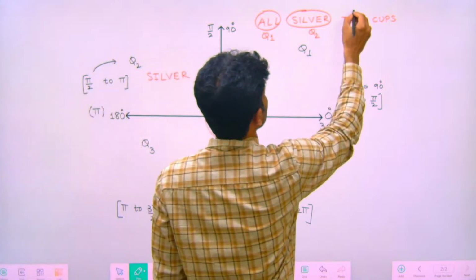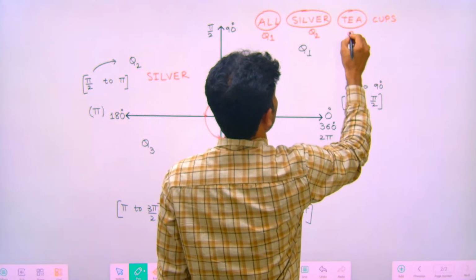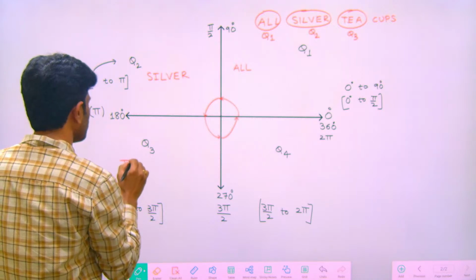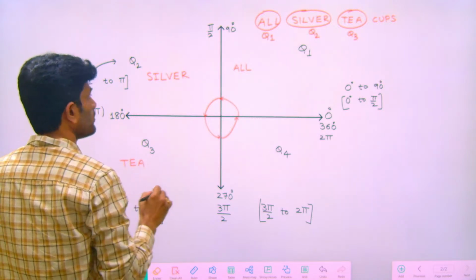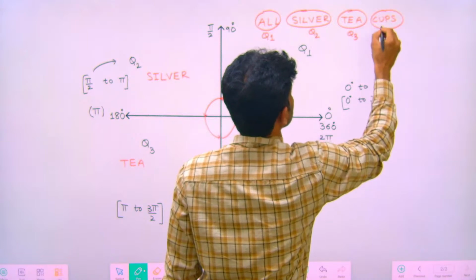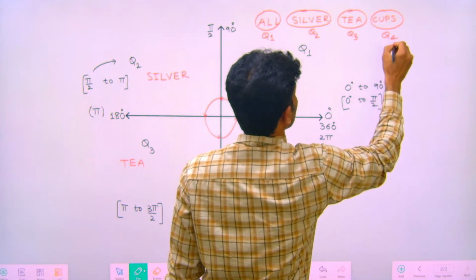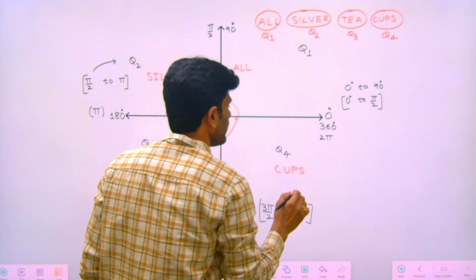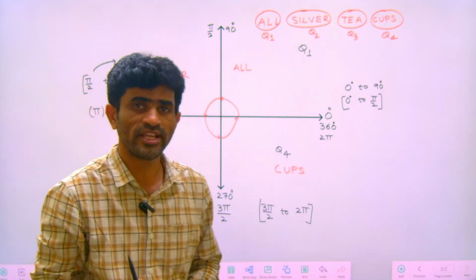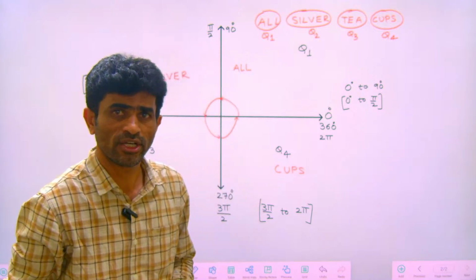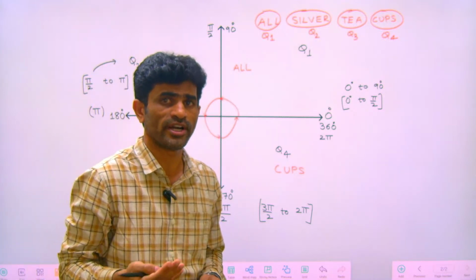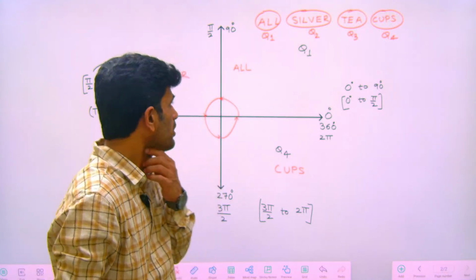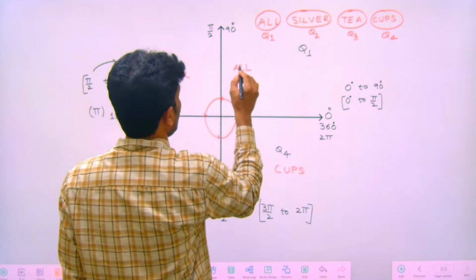This word T is in quadrant 3. So here we have to write T. This word cups will be there in quadrant 4. We have to write that in quadrant 4. Here it is cups. So we have 4 words. First word in quadrant 1, second word in quadrant 2, third word in quadrant 3, fourth word in quadrant 4. All, silver, tea, cups. Now let us see what this all indicates.